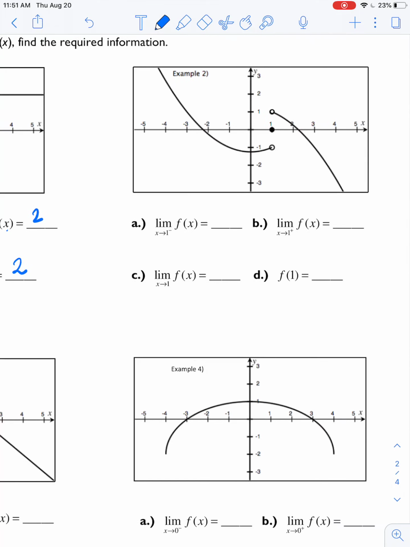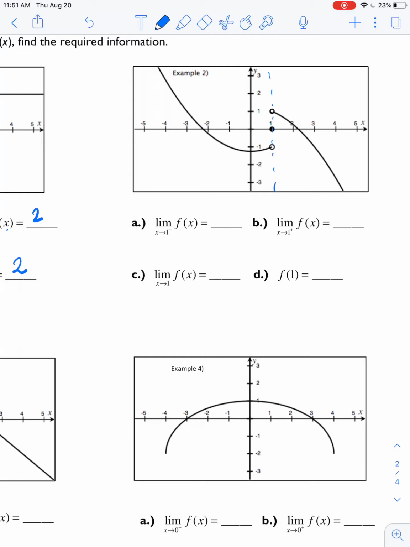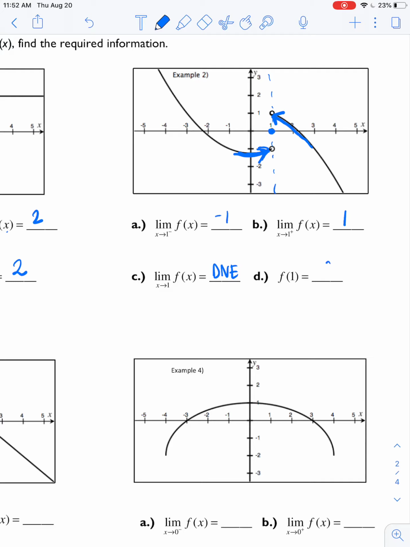Let's try another one. All right, so number 2, limit as x approaches 1 from the left. So here's 1. I'm looking at the left piece and moving towards x equals 1. So this piece of the graph here, that y value is approaching negative 1. If I look as x approaches 1 from the right, that graph is approaching positive 1. Since those don't match up, once again, my limit does not exist. And f of 1, some other value, it's 0.